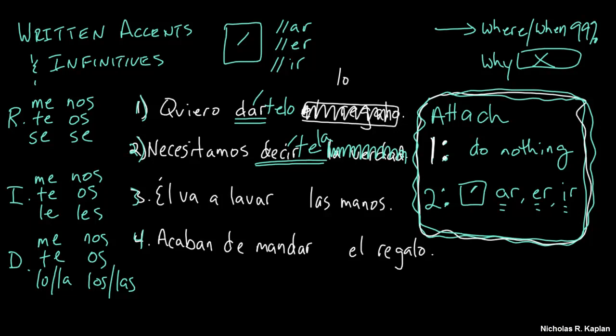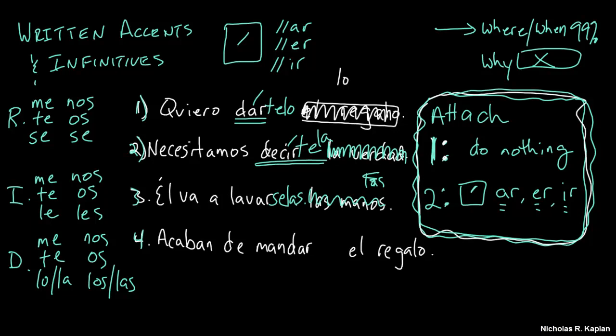Okay, number three. He is going to wash his hands. Well, that would make it a reflexive verb. So we need a se right there. He is going to wash his hands. We have one thing attached, we do nothing. But he is going to wash them. That means we need to take a las, and we would attach a las. So, there we go. He is going to wash them.